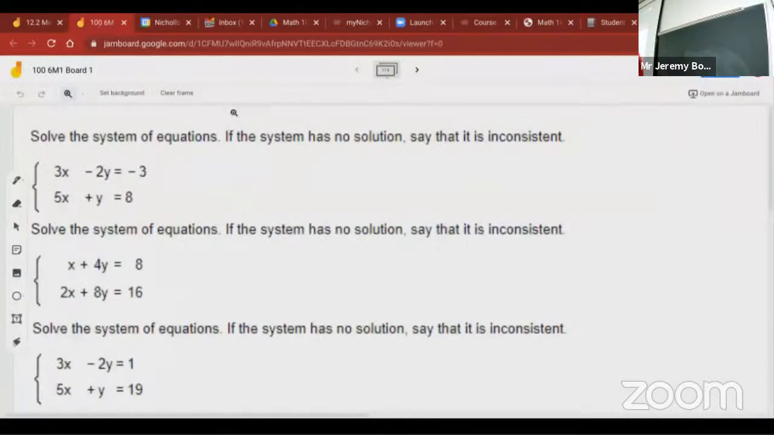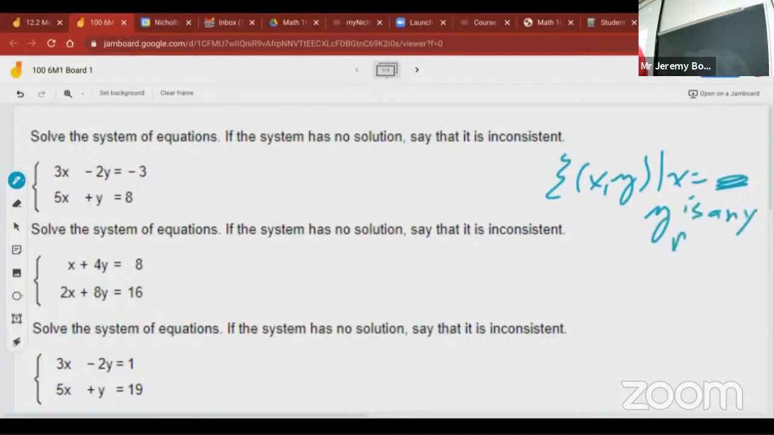If it's a consistent dependent one, write your answer as x comma y such that x is equal to whatever you put right there, and y is any real number. So if that is that type of answer, that's how we'll answer. Try to stick with the test and the homework test. So give those three a shot. I'll give you a few minutes, and then we will.